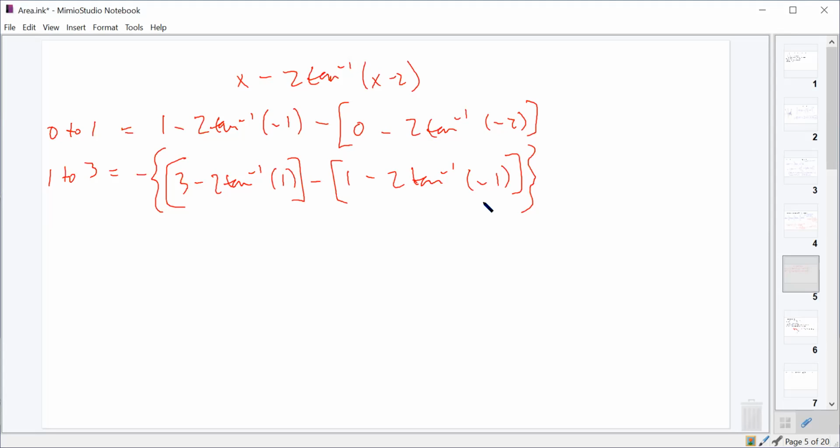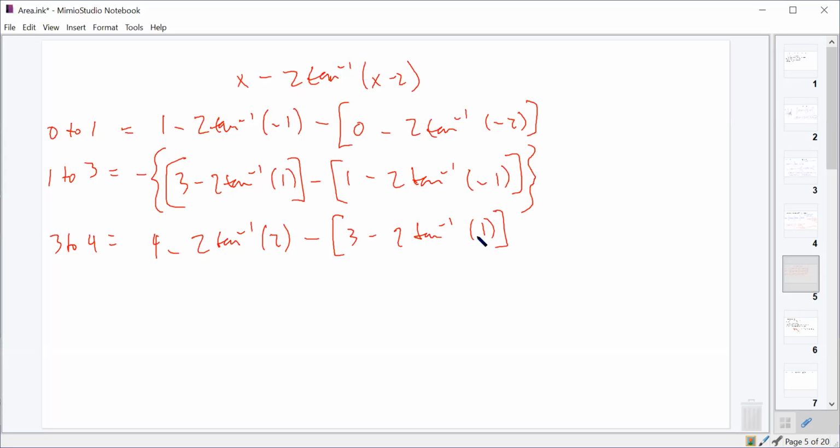Everybody good with that so far? And for 3 to 4, we should end up with 4 minus 2 inverse tangent of 2 minus 3 minus 2 inverse tangent of 1. And it's a little bit of a mess here. Don't worry, I'm not going to make you guys do all this arithmetic every time. We're just going to use our calculator for some of the ones we go forward with. But let's simplify this one out.